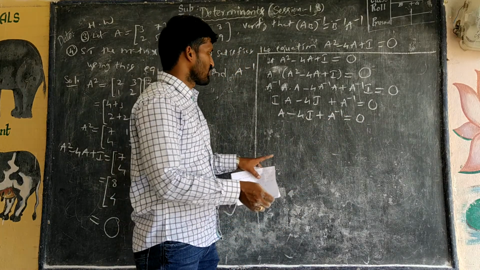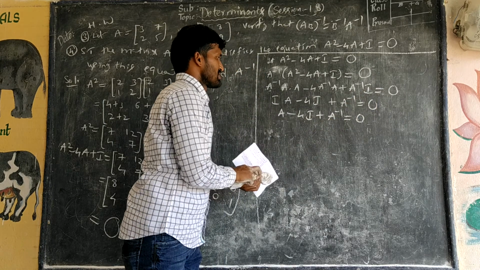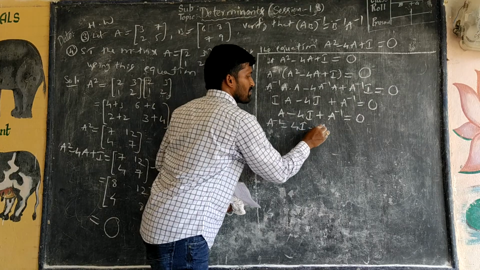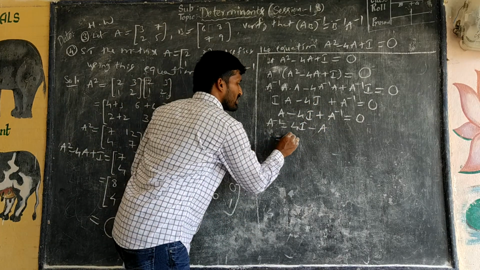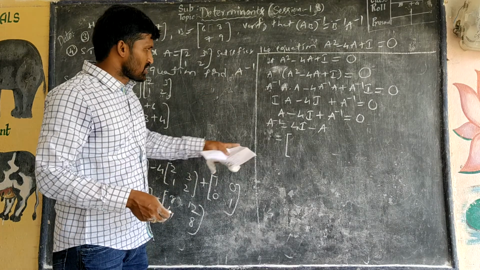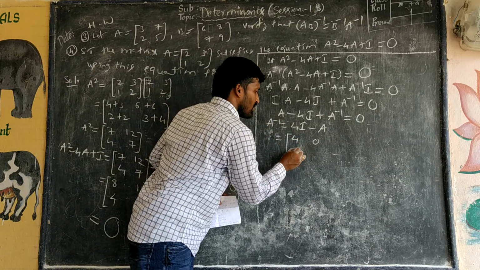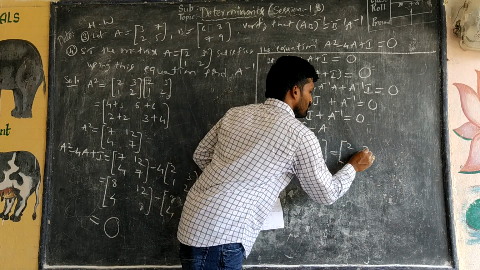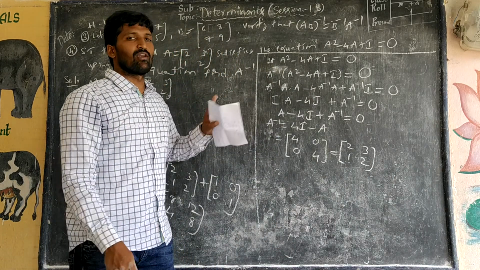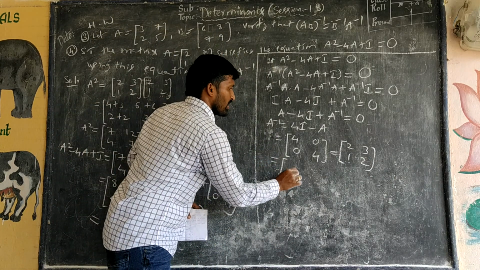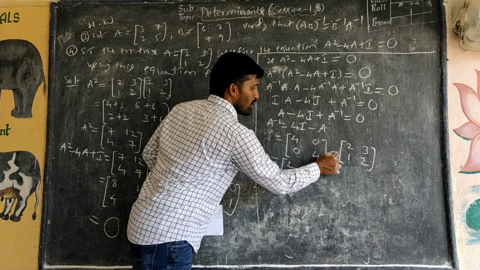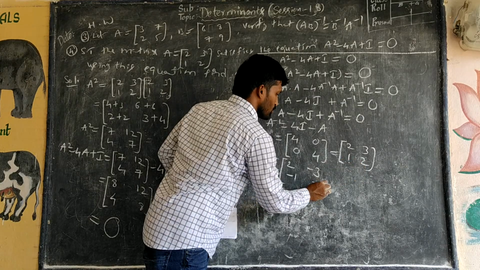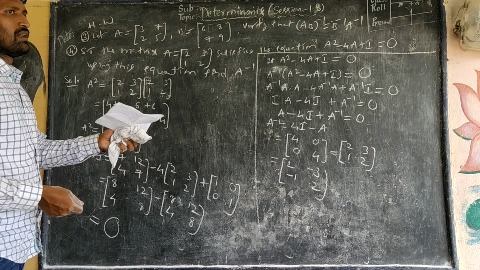We need A inverse now. That's why A and minus 4I we take to the right side. Signs change. A inverse equal to minus 4I becomes plus 4I, and A becomes minus A. 4I, what will we get? The I matrix we know is 1 0 0 1. 4 multiplied means 4 0 0 4, minus the A matrix. What is the A matrix? 2 3 1 2. Subtracting both matrices, we get exactly A inverse. We have 4 minus 2, 2. 0 minus 3, it is minus 3. 0 minus 1, minus 1. 4 minus 2, it is 2. This is the required A inverse matrix.